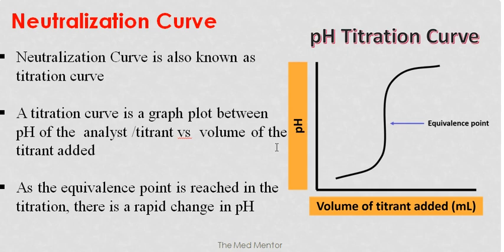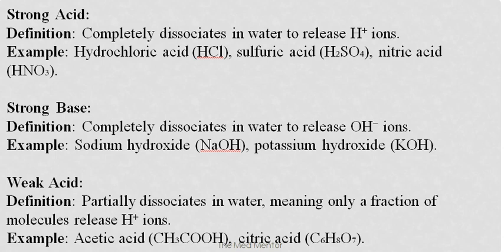As the equivalence point is reached in the titration, there is a rapid change in pH, and a change in color. That's why it's also called the pH titration curve. That is the equivalence point. Before that, you had learned the neutralization curve. Basically, some important terms we should be clear about first.